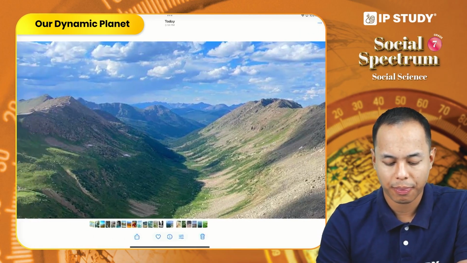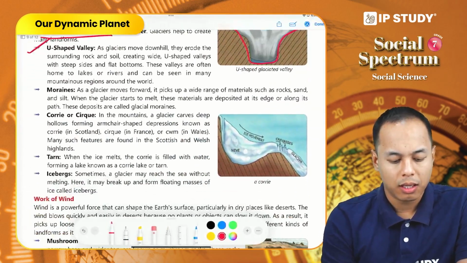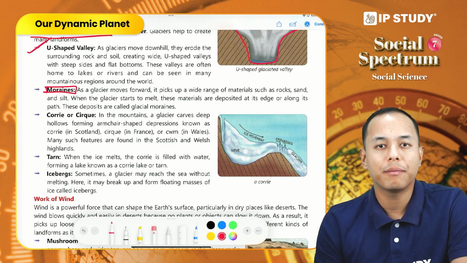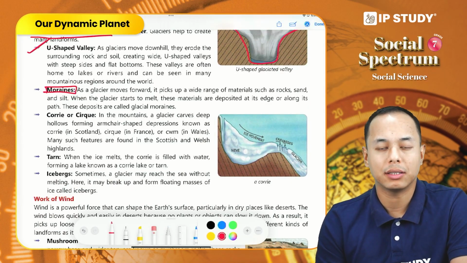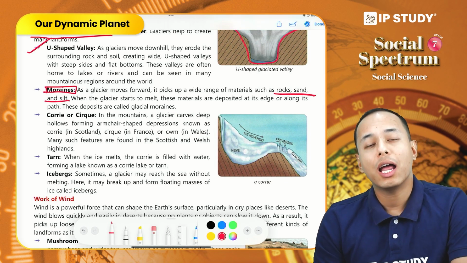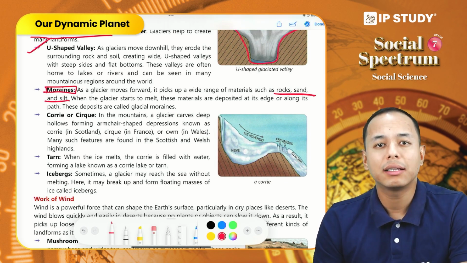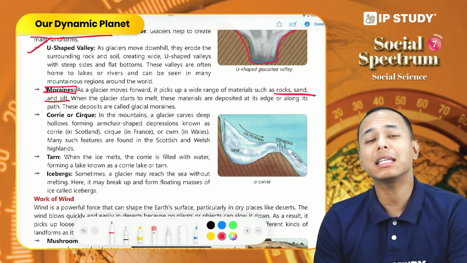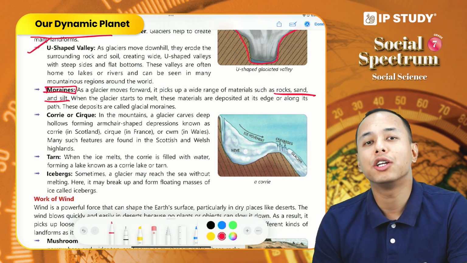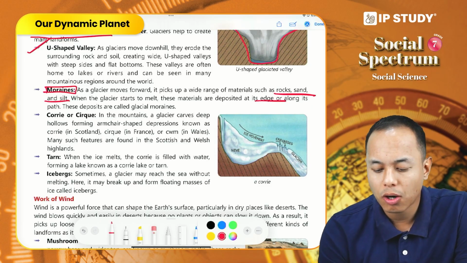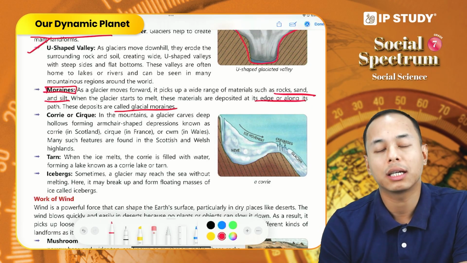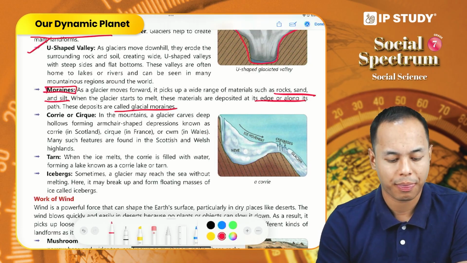Second is moraines. As glacier moves forward, it collects different materials, okay, such as rocks, sands and silt. And when the glacier melts, all these materials that the glacier has transported are deposited on the edge or along its path, and this material is called glacial moraines.